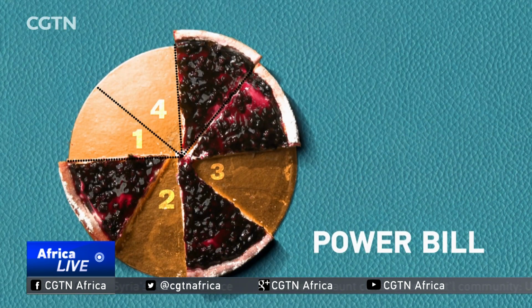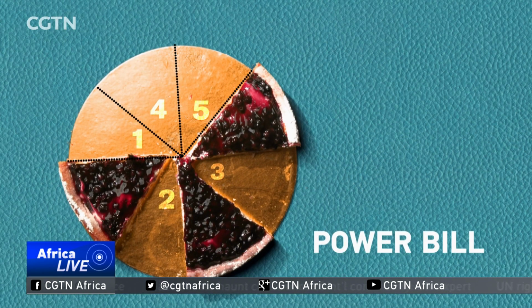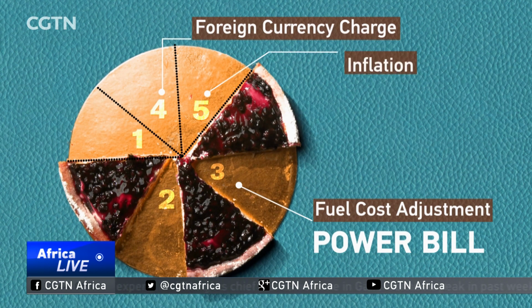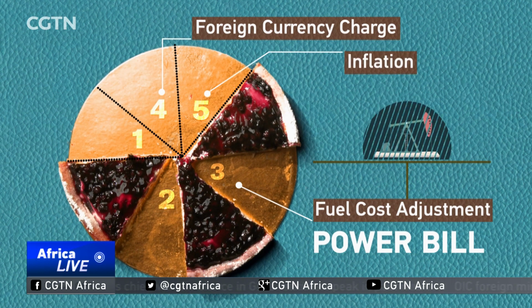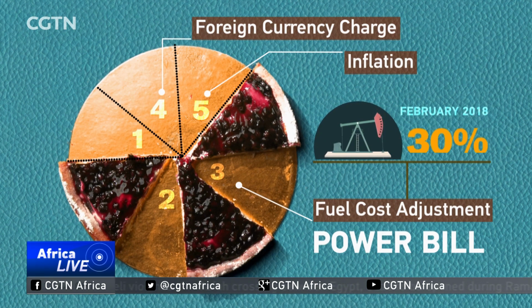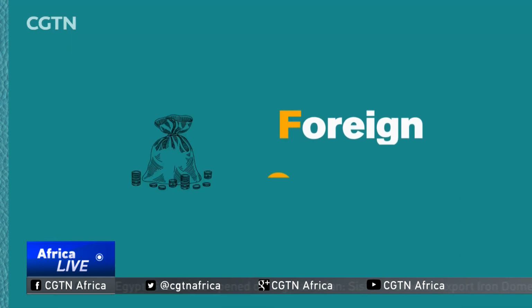The next 3 slices of this cake, they attract the most confusion and anger because they cover fuel cost adjustment, foreign currency charges, and inflation. In its most basic form, the FCA is there to cover the cost of using fossil fuel power generators, things that run on diesel and that sort of thing. The more of those Kenya uses, the higher this charge becomes. By February 2018, 30% of Kenya's power came from plants like these.